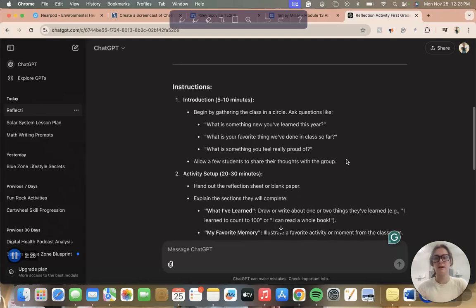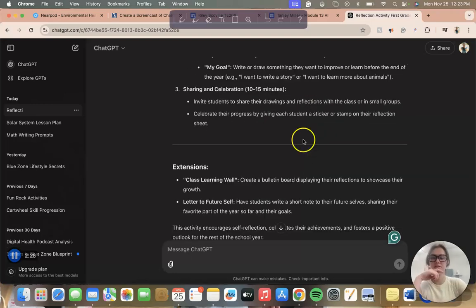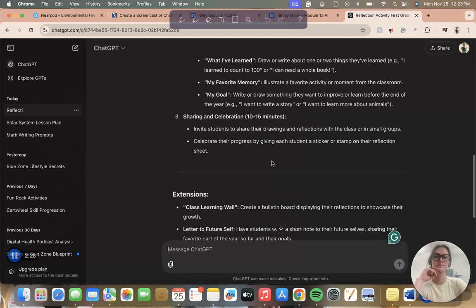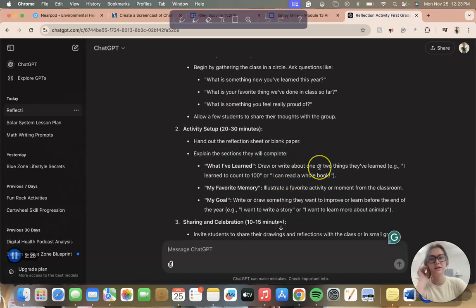And again, it sets it up the same as the student-centered lesson, just a little bit more broad. There's an intro and the activity. So, what I've learned: draw 1 or 2 things that you've learned that stick out to the students, which I think is super important because it shows them and helps them realize, oh yeah, I did really like spending my time with this.